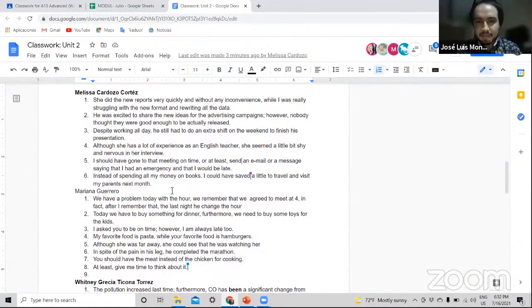Great, thank you. And in the second one, just for the final check, the proof. Very good. That's a phrase, right? Spending all my money on books. Spending, good. I could have saved, good. And again, you're using a perfect modal, which is great. Very good. I have to travel and visit my parents next month. Very good. That's great, Melissa.